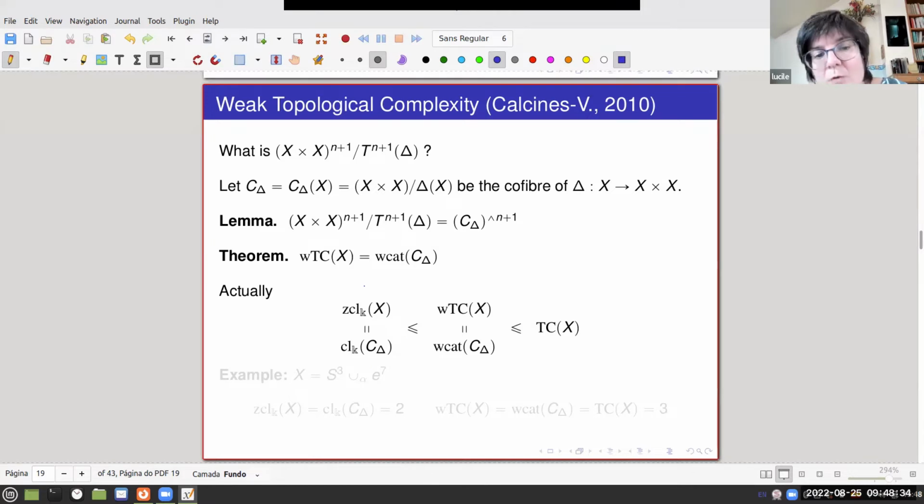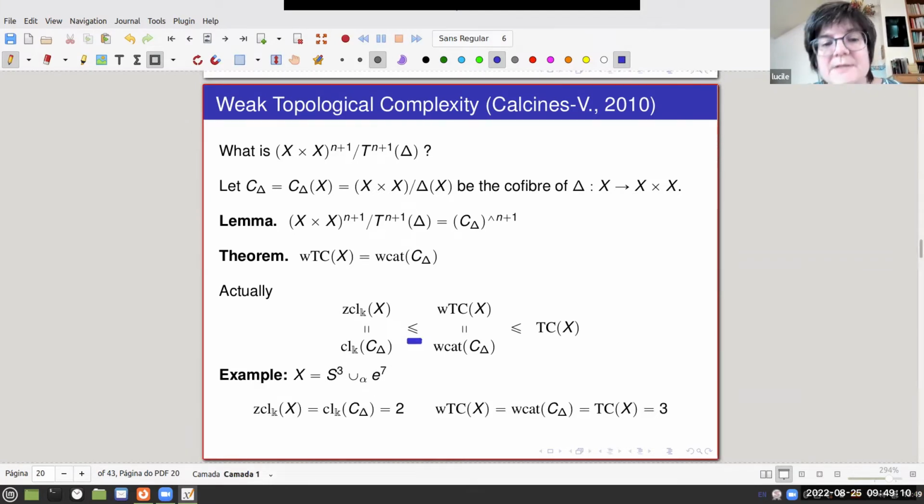which are greater than or equal to the cohomological lower bound. It's easy to see that the cup length of the cofiber is equal to the classical zero divisor cup length, because the cohomology of the cofiber is exactly the kernel of the morphism induced by the diagonal map. Here I'm in cohomology with coefficients in a field. So we have this global picture, and once again, the example we have seen before permits us to see that this inequality here can be strict. We can easily see that the cohomological lower bound is equal to 2, and with a not so easy calculation, a long argument, in this work with José, we have seen that weak TC of this space, and also TC, is equal to 3. So the inequality is strict.